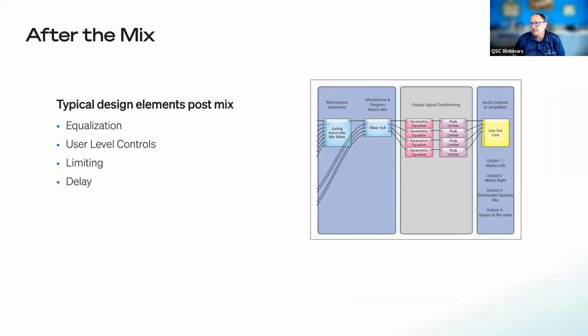So after the mix, what do we do there? So typical design elements that you'd see after the mixer might be some equalization, could be some user level controls, could be limiting, could be delay. You'll typically see peak limiters on our output versus compressors because what we're trying to do is prevent something from overdriving a downstream device, and we just want that to happen right away and quickly there.